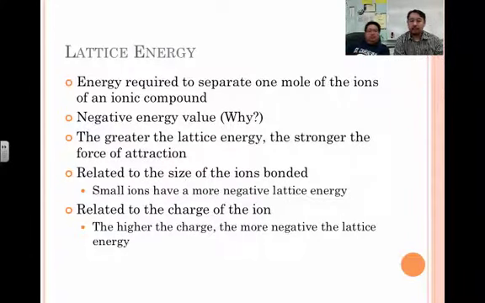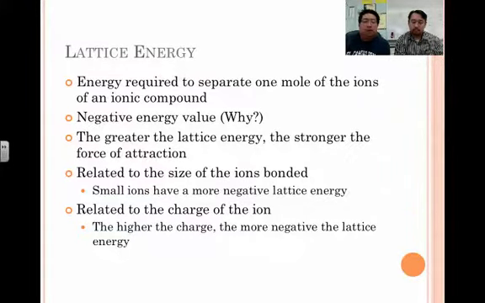The thing to understand is that the greater the lattice energy, the stronger the force of attraction, or the stronger the ionic bond. And this is related to the size of the ions. The smaller the ions are, the greater your lattice energy is going to be. So the smaller salts are actually going to have a stronger ionic bond strength. And this is because there's less interference separating those electrons from the nuclei of the attracted ions.